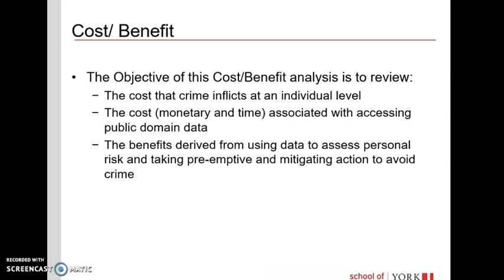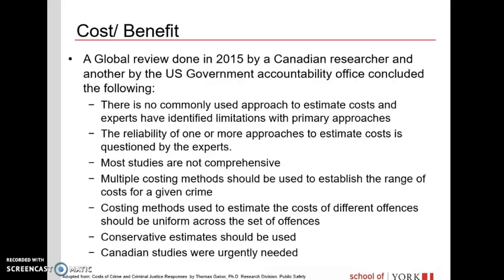The objective of this cost-benefit analysis is to review the following: the cost of crime inflicted at an individual level, the cost, monetary and time, associated with accessing public domain data, and the benefits derived from using data to assess personal risk and taking preemptive and mitigating action to avoid crime.